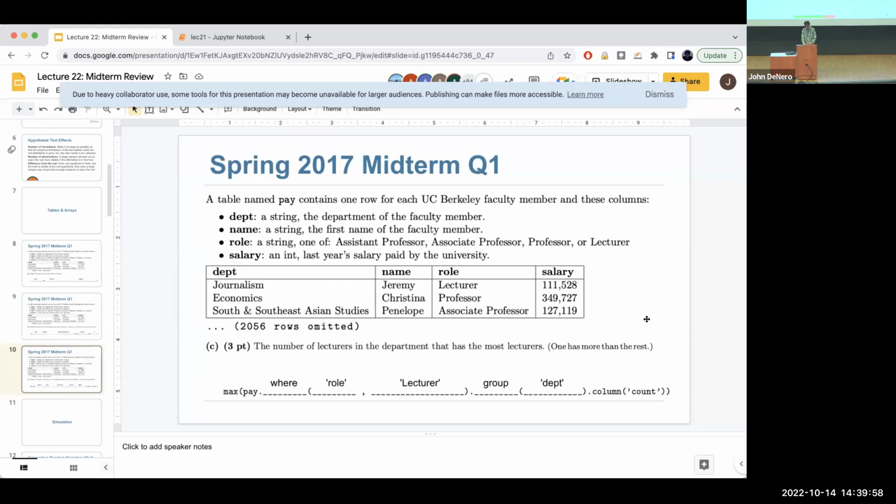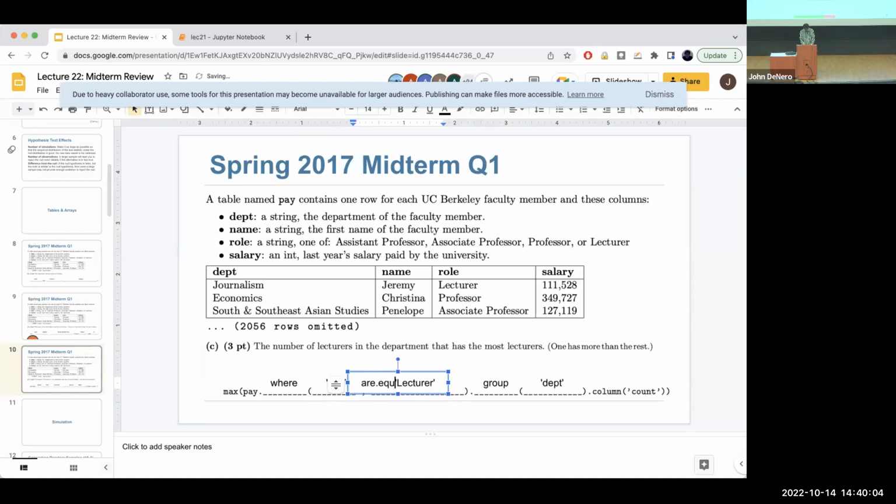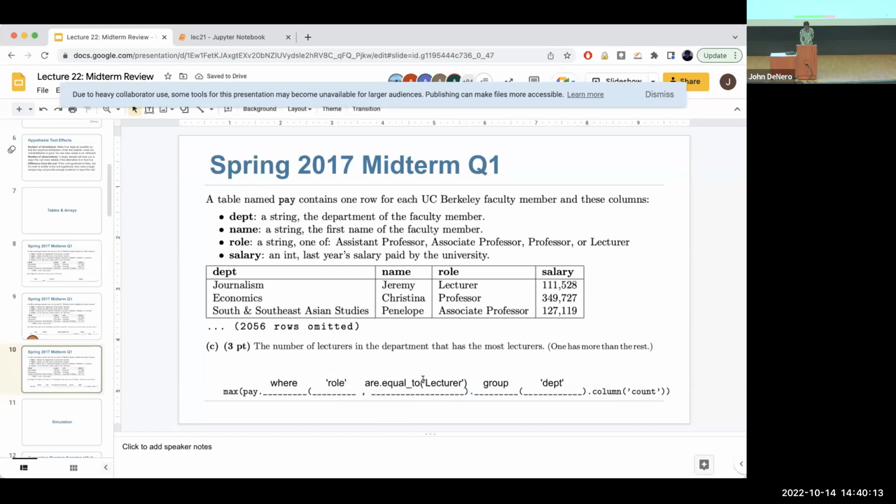Good question. Is there another way to write this, which is are dot equal to? Yeah, that's totally fine. Maybe it's even better. Writing a value there is kind of just shorthand for are dot equal to. And remember that there's lots of other predicates that you can use, like above and below. If you look at your reference sheet, they're on there. Okay, yeah.